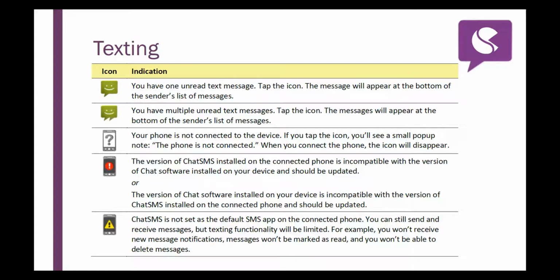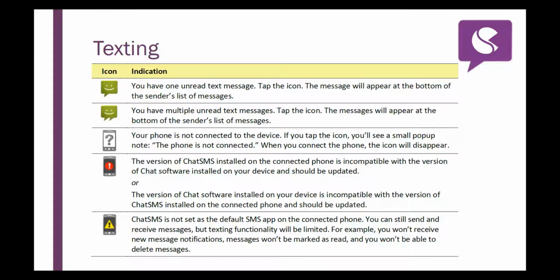The speech display bar will provide these alerts when appropriate. The little green smiley guy with one tail indicates there is one message waiting. Two tails indicate that I have more than one message waiting. If you see a question mark, your phone is not connected to the device.